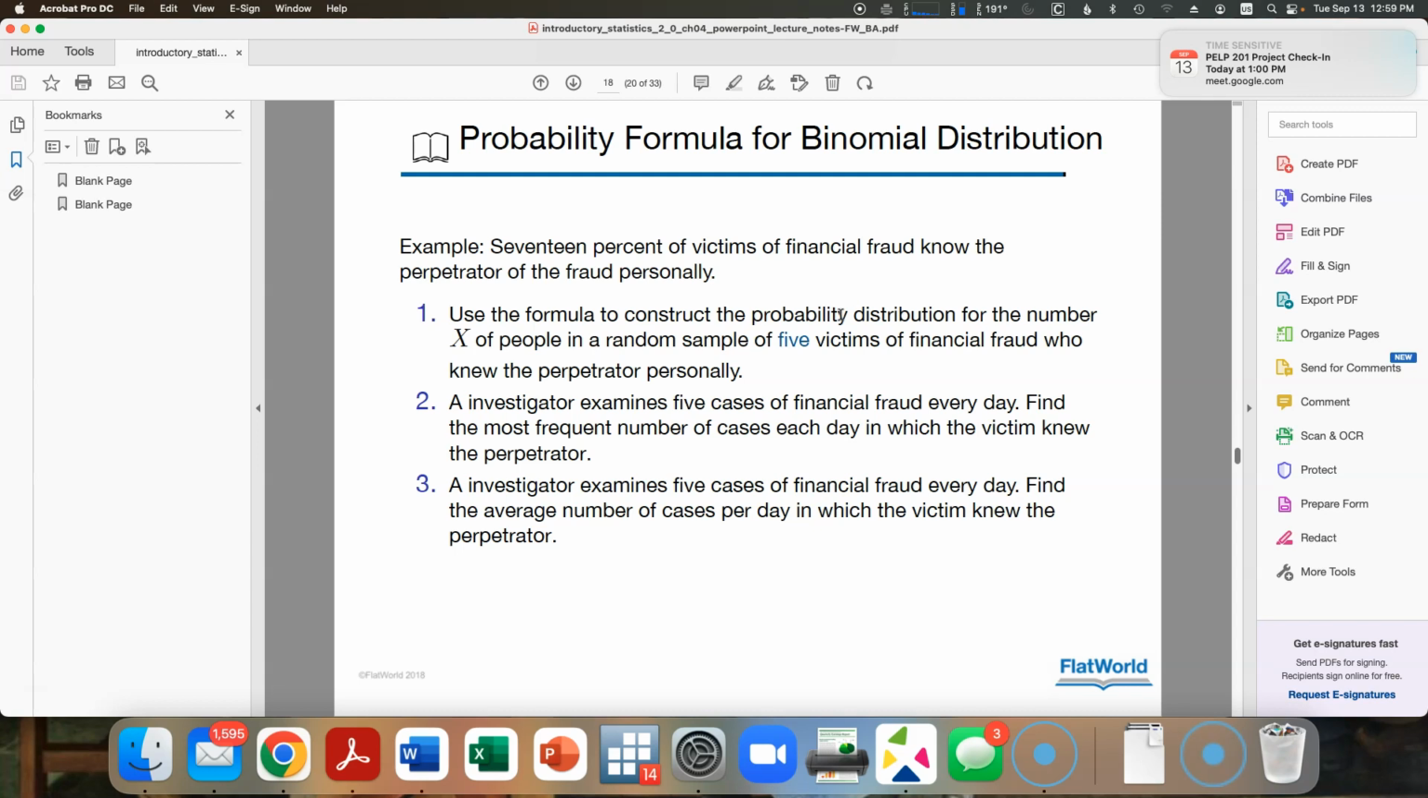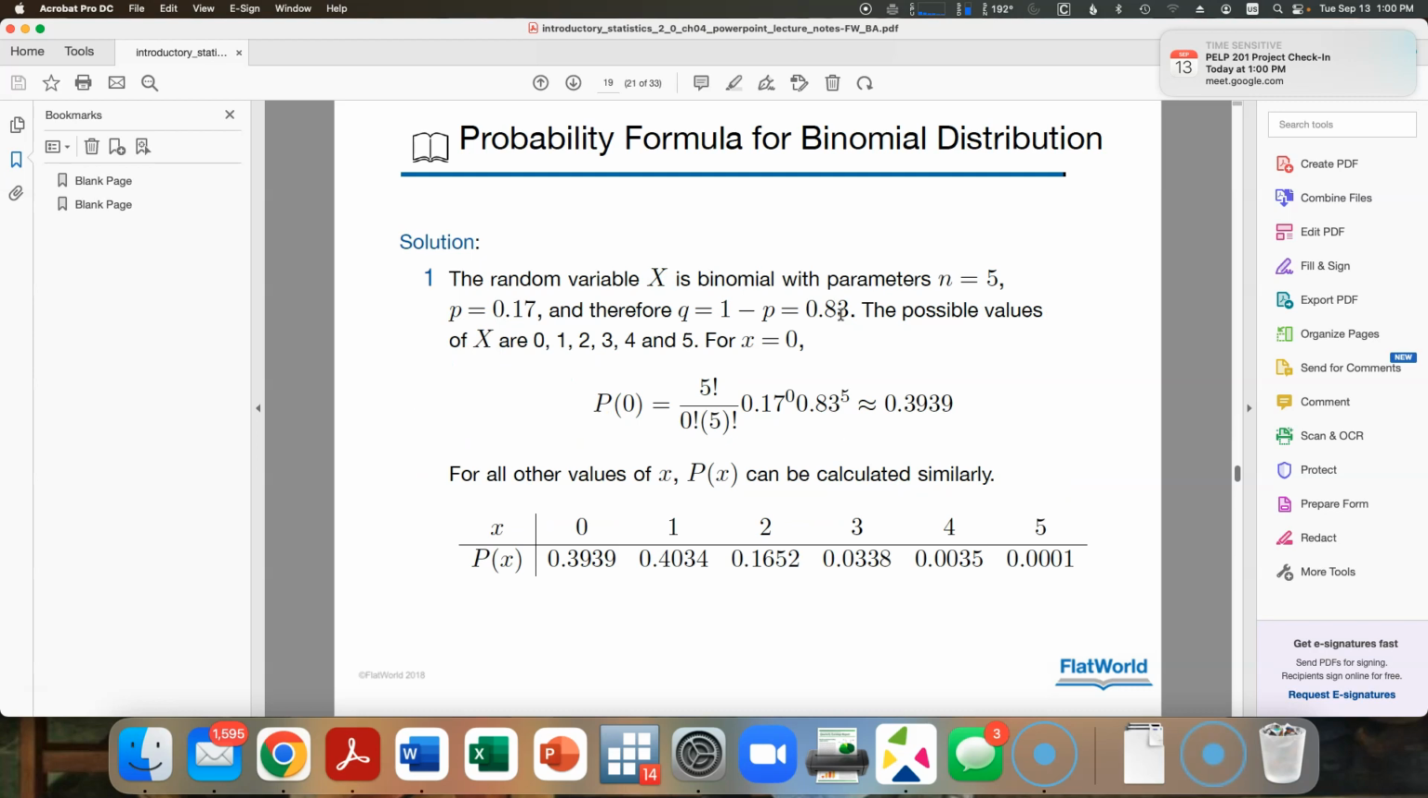Okay, so then we have an example here. We have financial fraud, where 17% of the victims of financial fraud know the perpetrator, the causer of the fraud, personally. And we're asked to use the formula to construct a probability distribution for this case, and then find the average number of cases a day and how many cases a day occur most frequently.